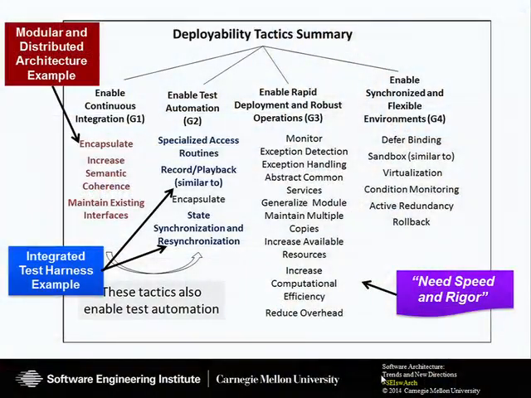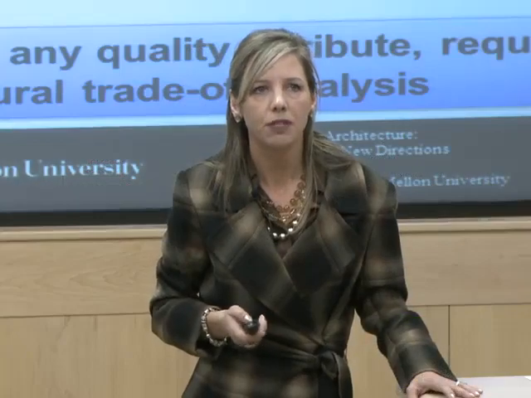So we talked about the modular and distributed architecture example, and that leveraged these tactics to achieve that shortened build time. And we leveraged the integrated test harness example, leveraging these tactics shown in blue to meet the target test time for test automation. So that's where we are.